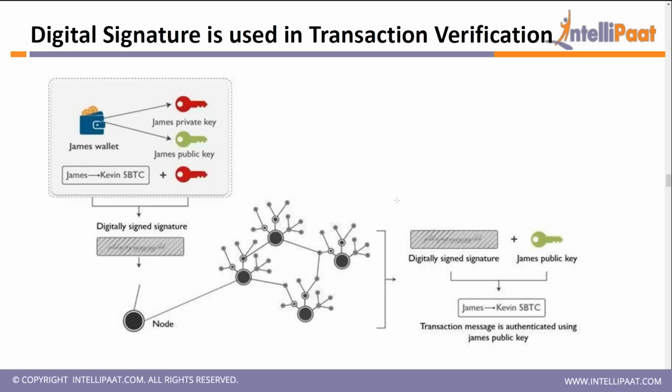Then this information is propagated from the sender node to other peer nodes, and the validators use the public key of the sender, James, say, to decrypt the information and verify if it is being sent from James only. This way, they authenticate the transaction and the sender and recipient of the corresponding transactions.